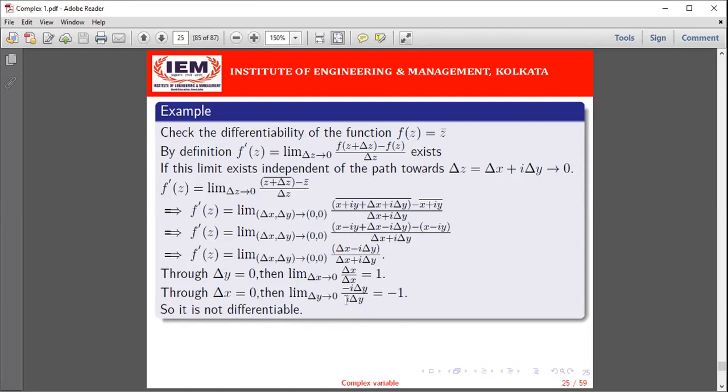So here, while we are following the x-axis, we are getting the limiting value 1. While we are following the y-axis to approach the point (0, 0), we are getting the limiting value minus 1. So here, the limit of this quotient doesn't exist. So at once we can say that the function is not differentiable at any point, where the function is given as f(z) equals z bar.